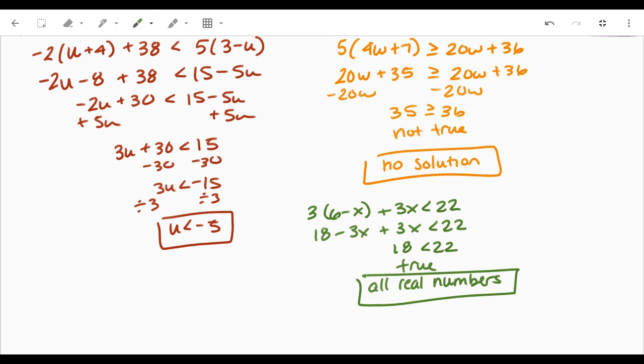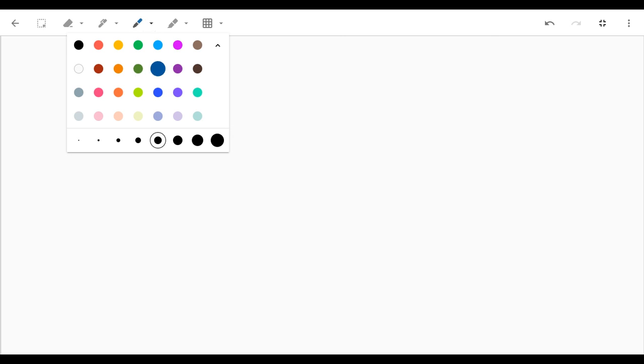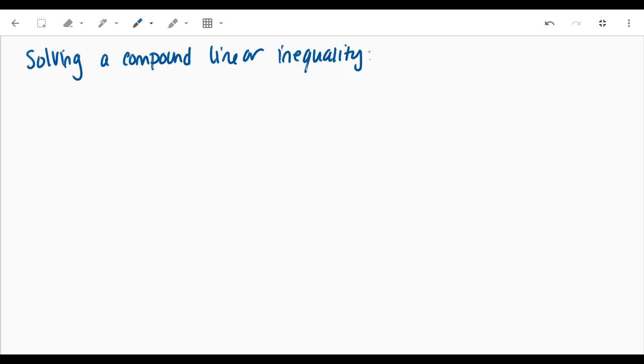Okay. All right, we are going to do another one since these are going very well. We are going to do a compound inequality. Solving a compound linear inequality. Interval notation.